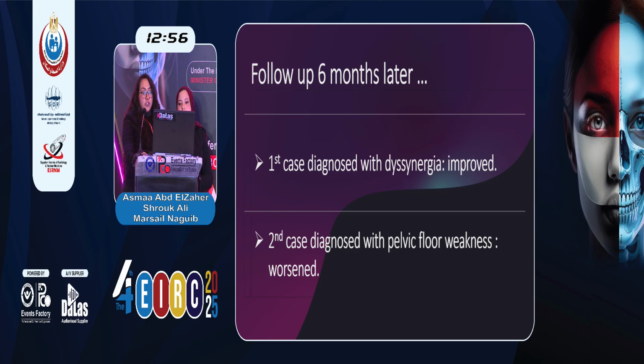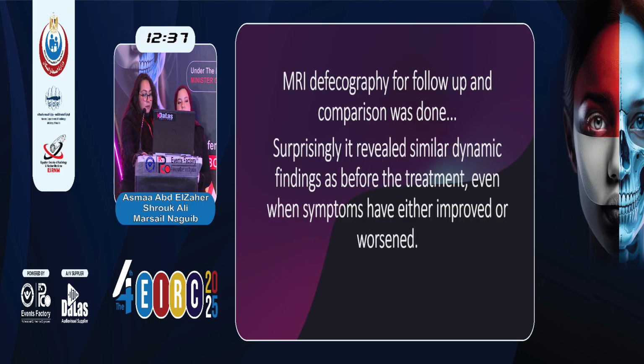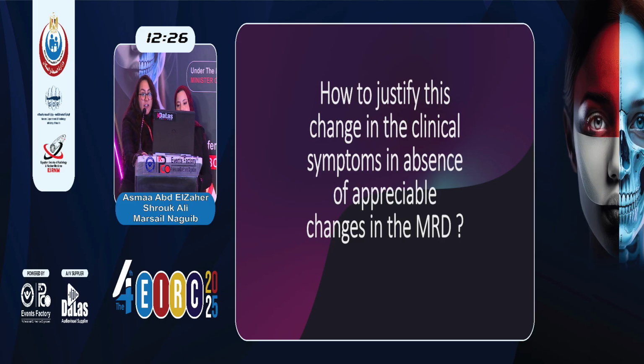We did follow up after 6 months. The first case diagnosed with dysynergia has improved, but the second case diagnosed with pelvic floor weakness got worsened. So MRI defecography for follow-up and comparison was done. Surprisingly, it revealed almost the same dynamic finding as before the treatment, regardless of the symptoms, either improved or worsened. So now we have a clinical question: how to justify the change in symptoms with no appreciable changes in the MR defecography?